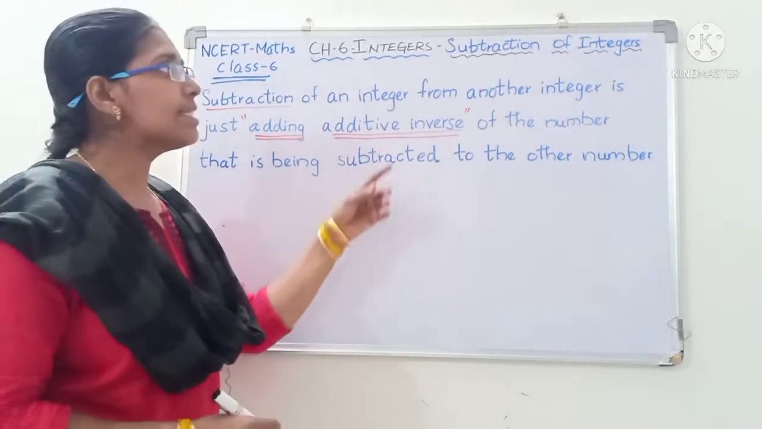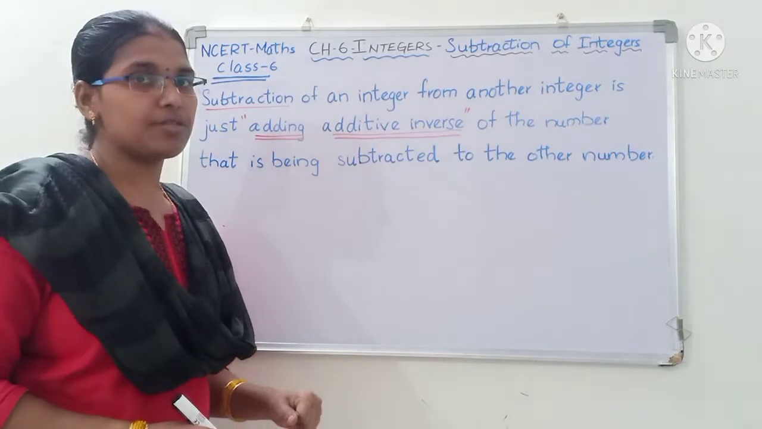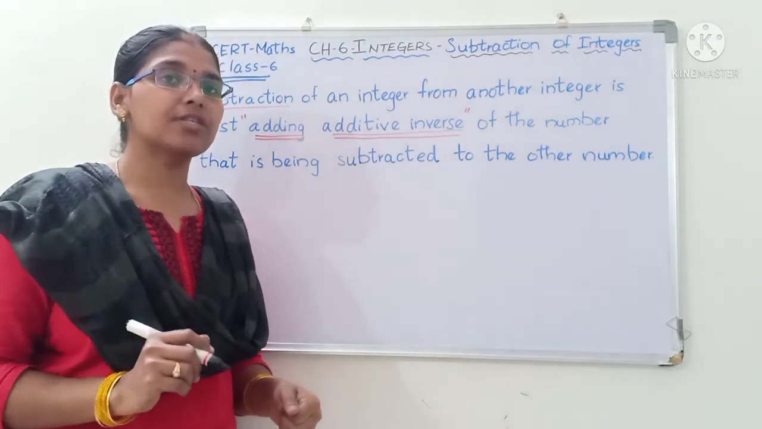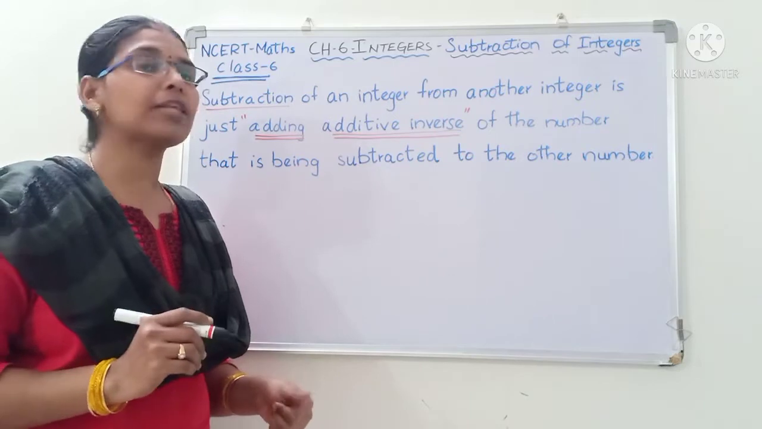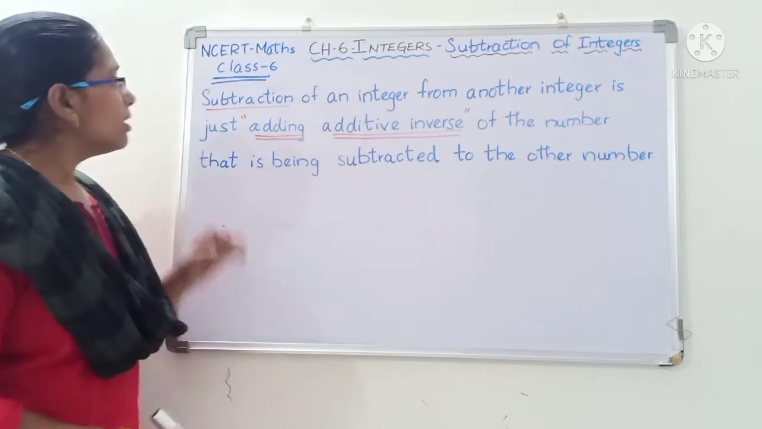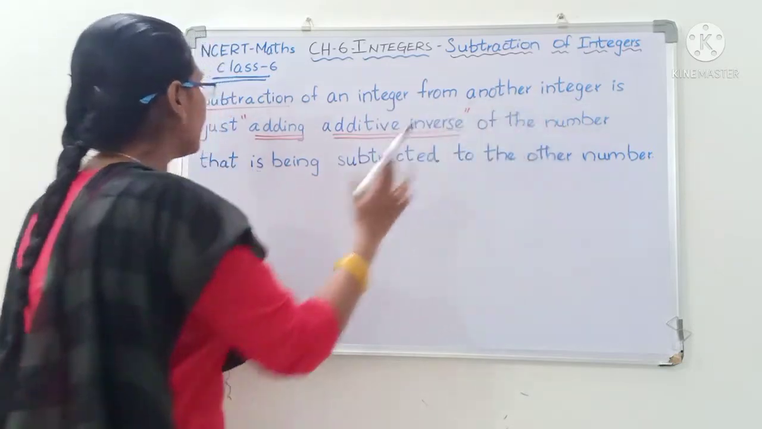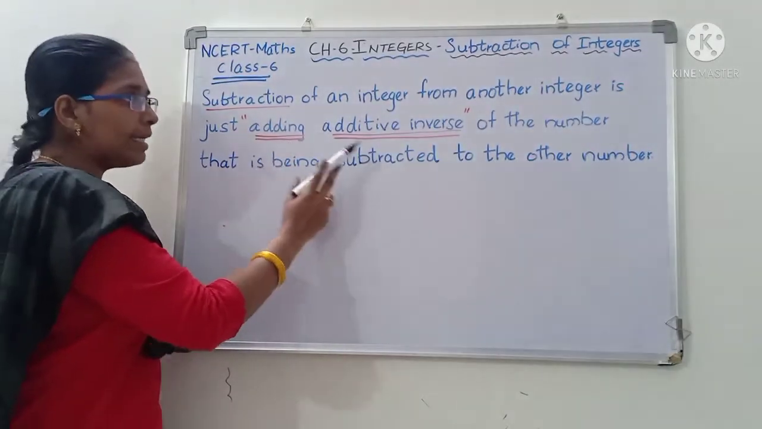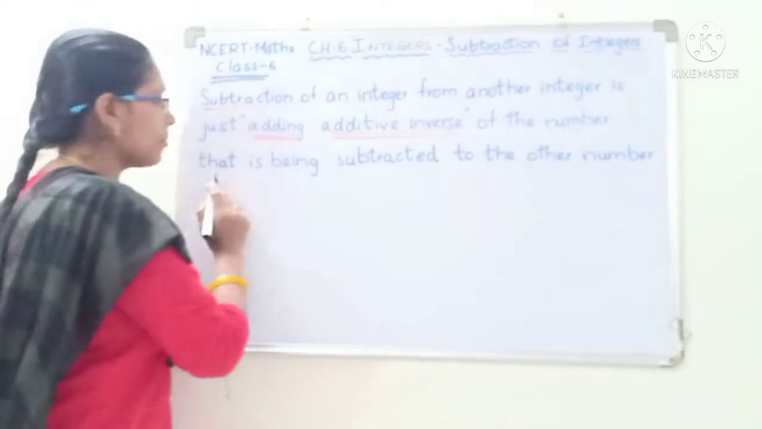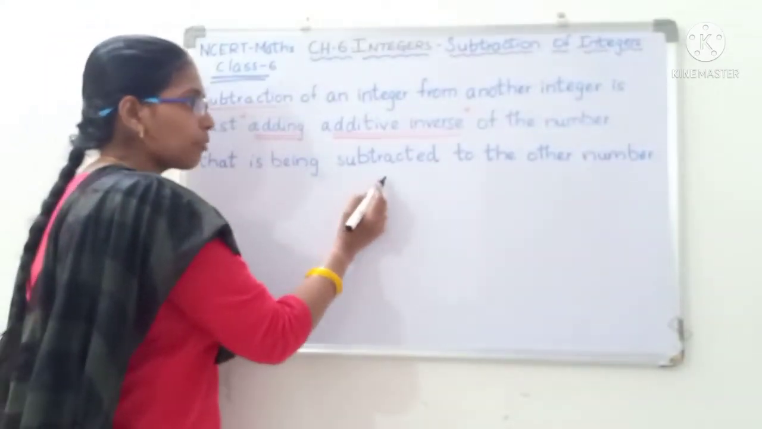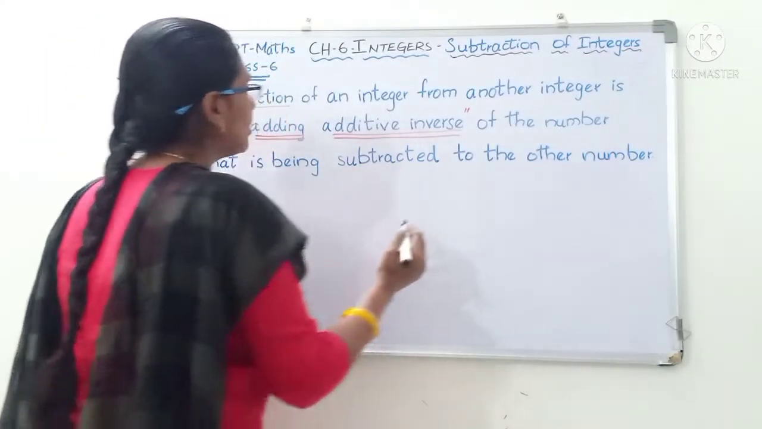Children, today let's discuss subtraction of integers. You all know how to add integers. Now we will see how to subtract two integers. See the definition, children. Subtraction of an integer from another integer is just adding the additive inverse of the number that is being subtracted to the other number.